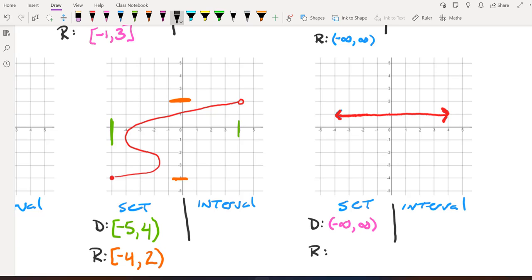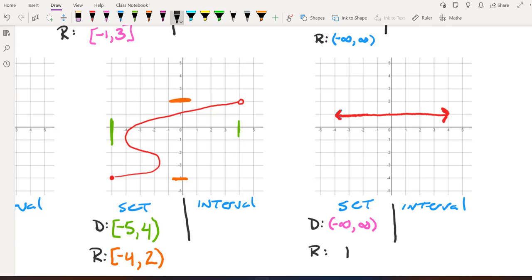What do we have for the range? What's the lowest value that our range can be? 1. What is the highest value our range can be? 1. So our range is just one number.